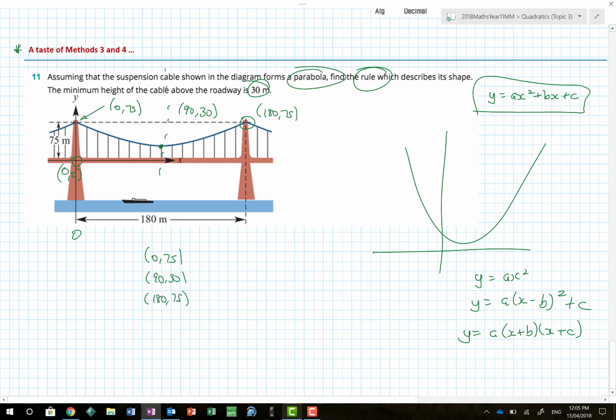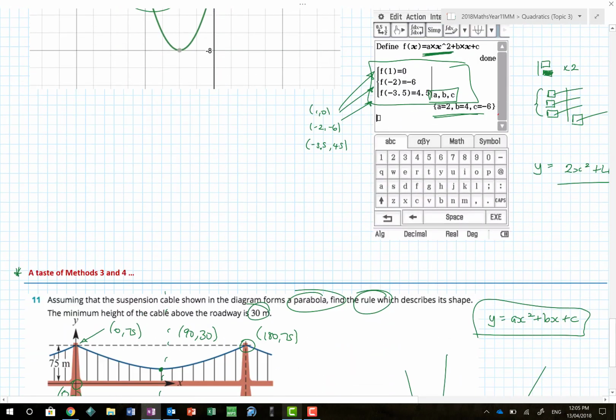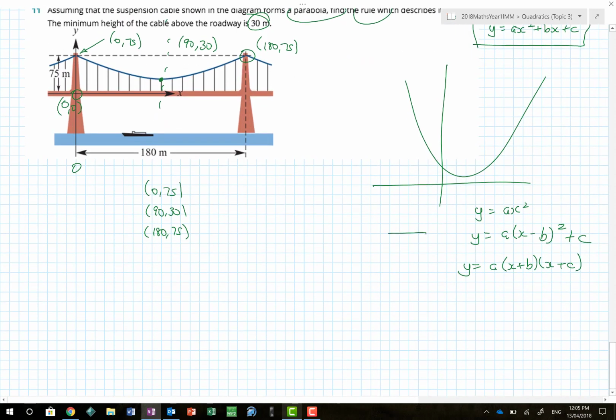I have 3 points, so I can either use this define function on my calculator, or I've got my turning point form, either to choose from. I'm not actually going to do the question now, but it's important that you know that with a question, you're trying to find coordinates and then find the form of the equation that you can then use to solve.